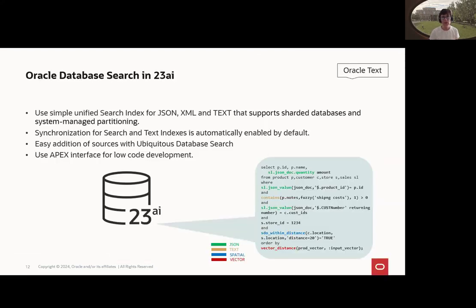So that's it about database search in 23ai. You learned and saw how easy it is to create a search index for JSON, XML, and text. We saw that synchronization is automatic for search and text indexes. It's very easy to add sources to Ubiquitous Database Search. And if you want a low-code development tool that helps you with the syntax or with the queries here, then please use Apex.